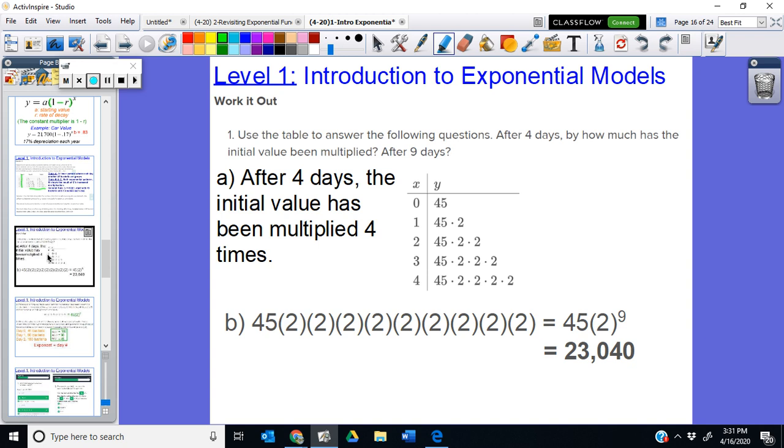This next part asks us to figure out how much of the initial value has been multiplied after 4 days. Well, it's been multiplied 4 times. The days is your X value. And then how about after 9 days? Well, after 9 days, it would look like 9 days of multiplying by 2, and it would be about 23,040.